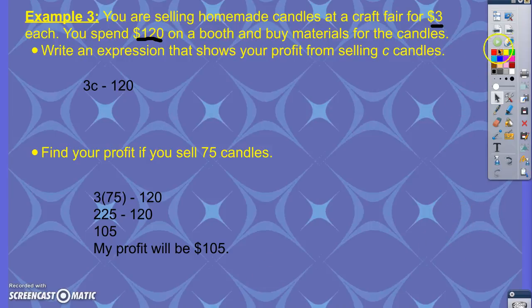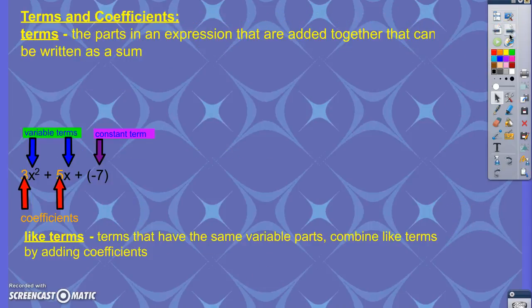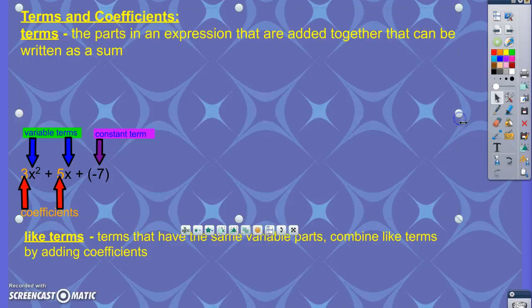Okay, so let's move on. Terms and coefficients, we're going to take a look at next. Terms, first definition here: the parts in an expression that are added together, that can be written as a sum. So I have everything labeled here.